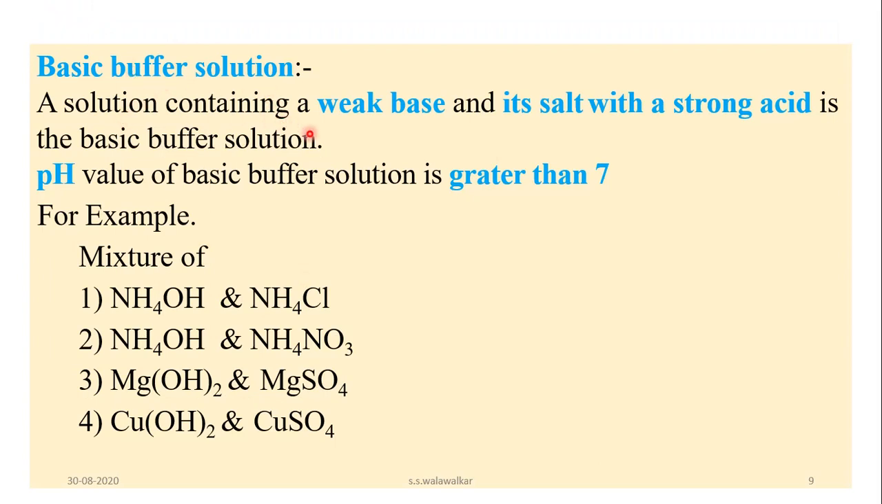Like that, basic buffer. Basic buffer is a solution which contains what? Weak base and its salt with a strong acid, and pH of basic buffer is greater than 7. For example, ammonium hydroxide and ammonium chloride. Ammonium hydroxide is a weak base and ammonium chloride is a salt of strong acid. Or ammonium hydroxide, ammonium nitrate. Ammonium nitrate is a salt of strong acid, nitric acid, and weak base ammonium hydroxide. Magnesium hydroxide, magnesium sulfate, or copper hydroxide and copper sulfate.